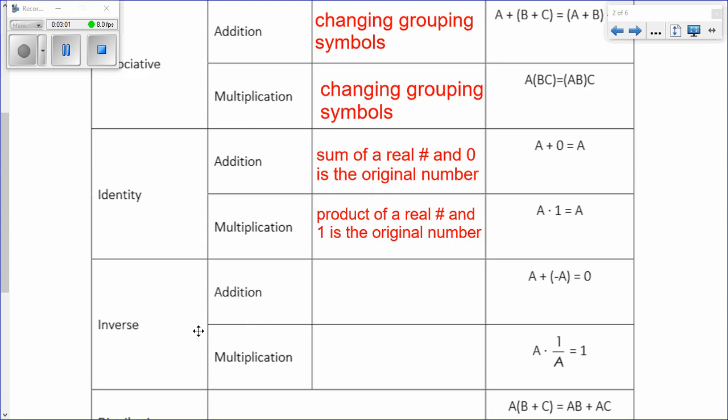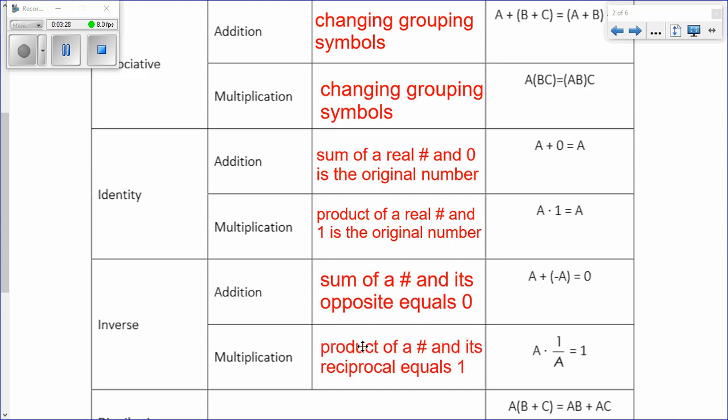Inverse operation just says that when we're adding, if you add a number with its opposite, meaning the different sign, you're going to get 0. You're going to get that identity element, the 0 that we worked with up here. And with multiplication, if you multiply a number with its reciprocal, meaning making it into a fraction or flipping the fraction, it's going to equal 1. So the sum of a number and its opposite equals 0, where the product of a number and its reciprocal, its flip of the fraction, equals 1.